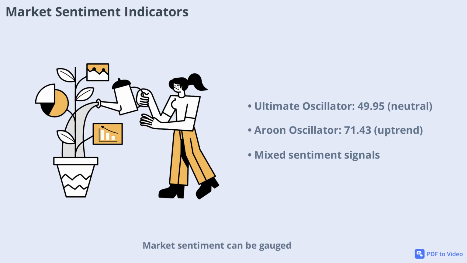Market sentiment can be gauged through indicators like the ultimate oscillator, which for Mu is at 49.95, almost perfectly neutral. The Aroon oscillator is at 71.43, suggesting a strong uptrend, while the MA alignment is slightly negative at -1. These mixed signals reflect some uncertainty in the market. Sentiment indicators are best used alongside price and volume analysis to confirm trends or spot divergences. Let's see how sentiment is shaping Mu's outlook.